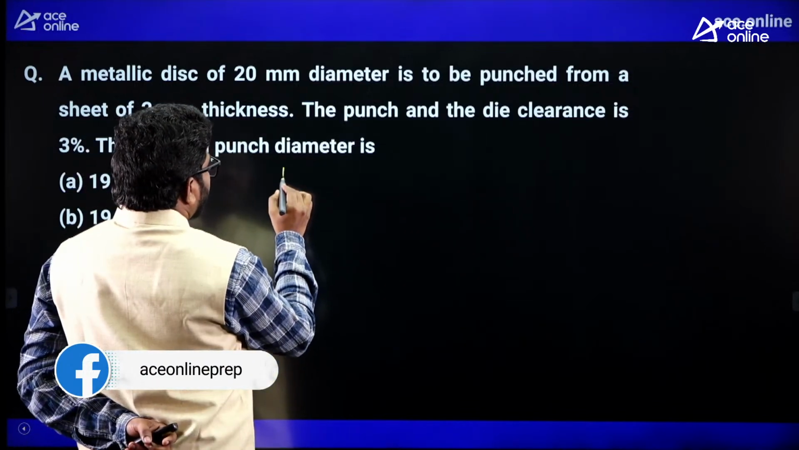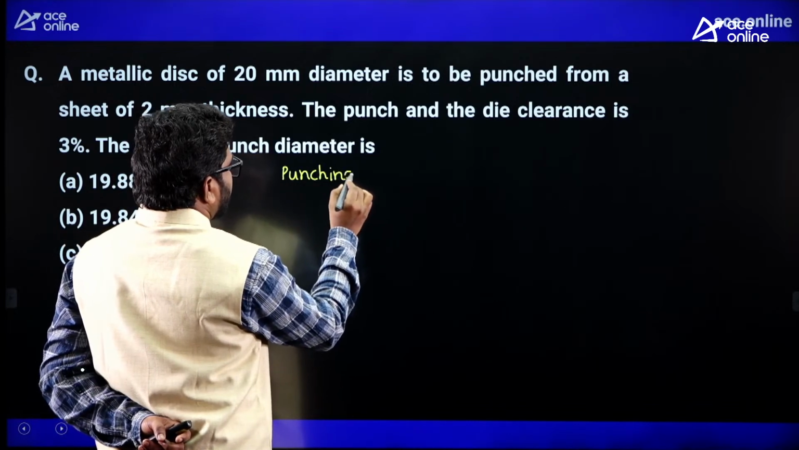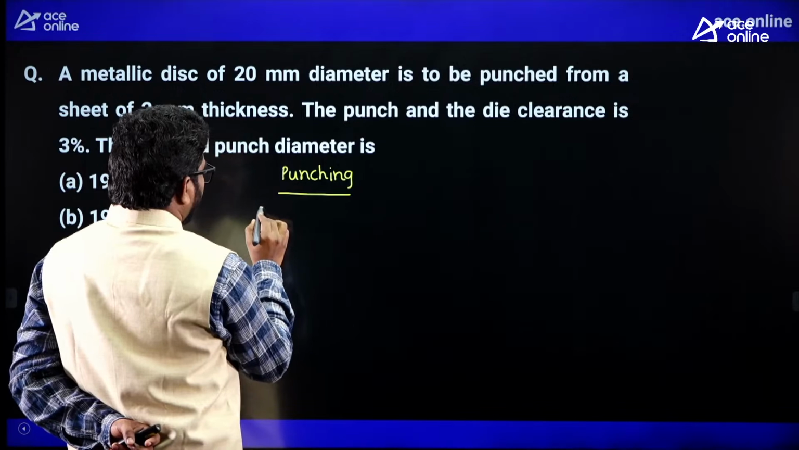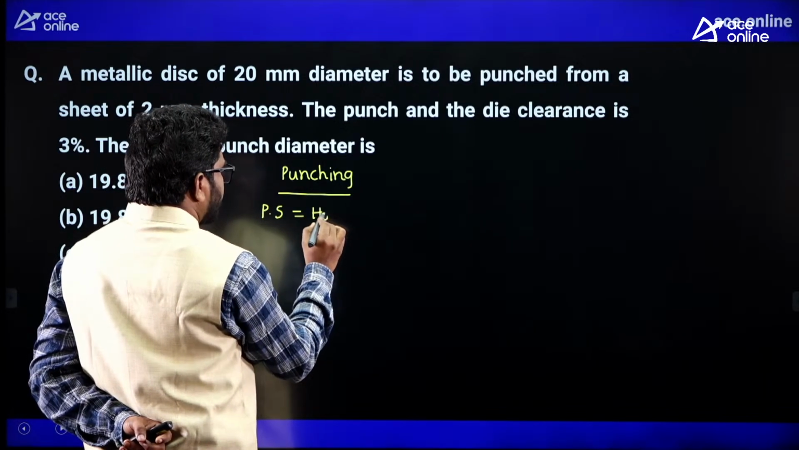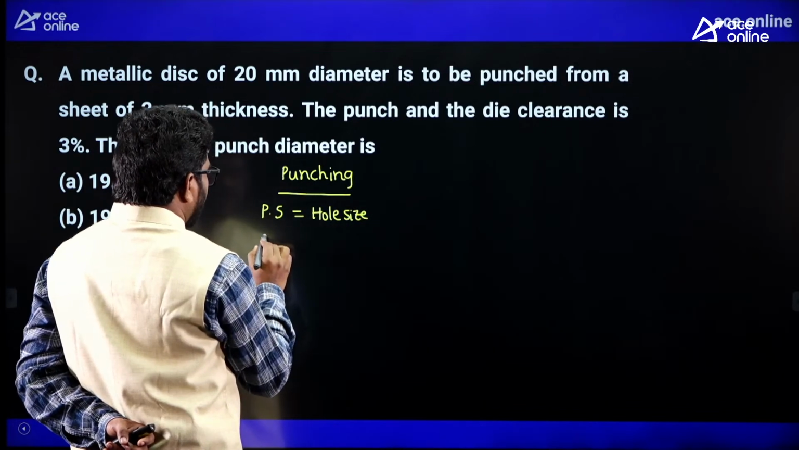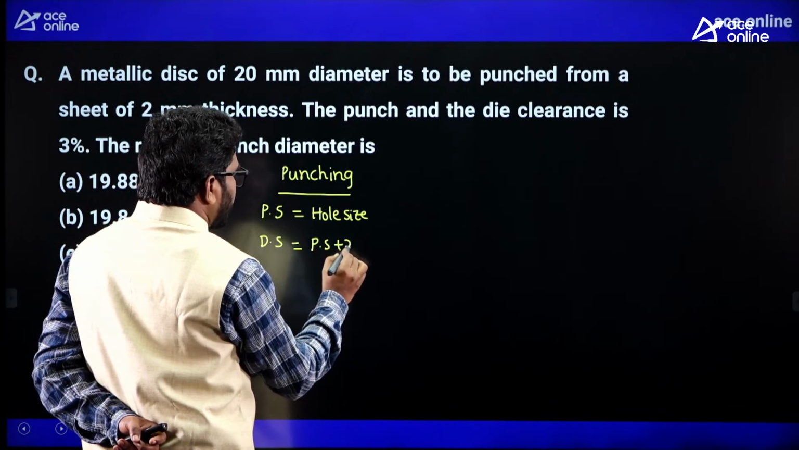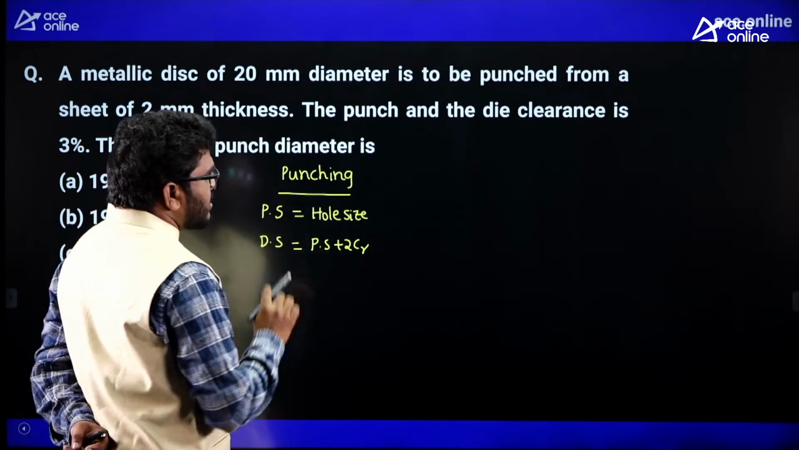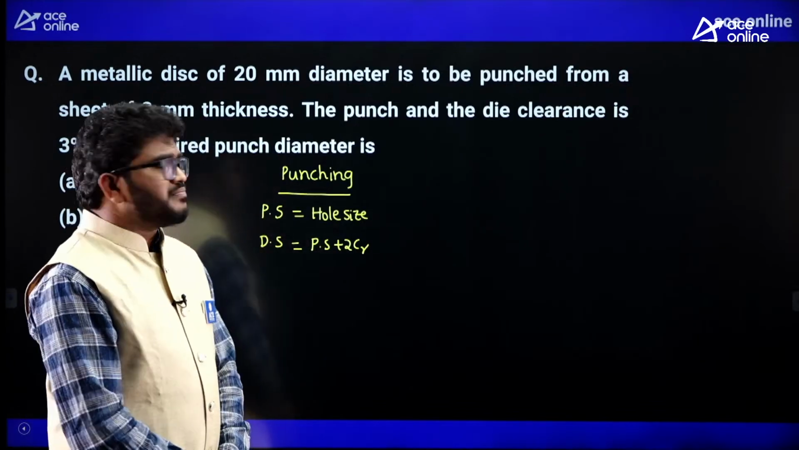Listen, in case of punching operation, once again I will recall the formulas. In case of punching operation, remember punch size is equal to hole size. Die size is equal to punch size plus 2 into clearance, if it is a radial clearance. If it is a diametrical clearance, punch size plus clearance.